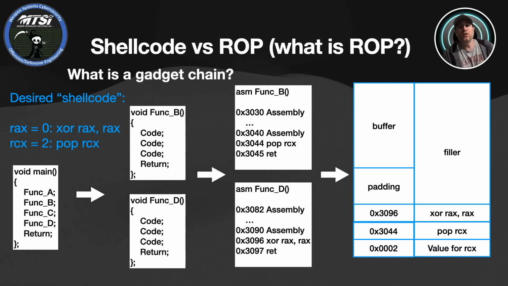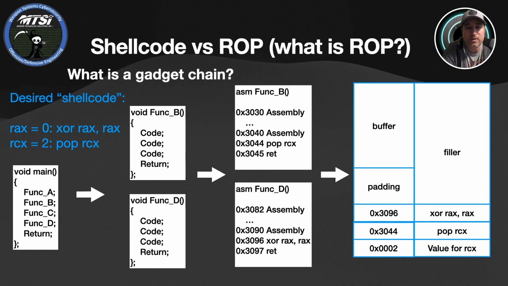So you can see I put onto the stack address 3096, and then address 3044, followed by the value 2. I'll talk about why that's there in a second. So what happens now is when this buffer is overflowed in a given function, when the function goes to return, it goes to this location on the stack, thinking that it's going to get the address to jump back to where it came from, main or some other function.